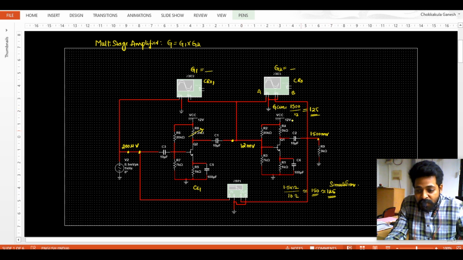So this amplifier for sure will give a gain around 125. There is no disturbance or deviation because this circuit is as it is, which we had in the previous case also. So no doubt at all, the circuit gives 125 gain. We got around 125.